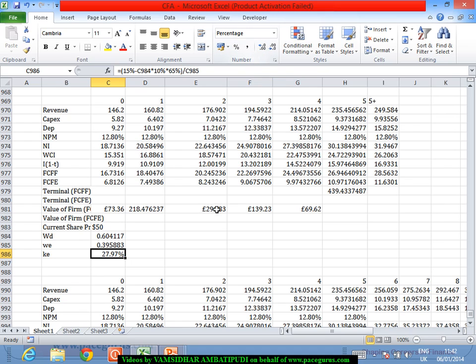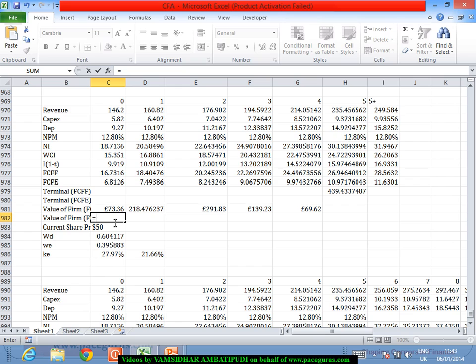The same logic I can use for the next period also. So this is 27.97%. Instead of 15%, if I use 12.5% only, then the cost of equity is somewhere around 21.65%. So these are the numbers worth using for me, using the FCFE approach.